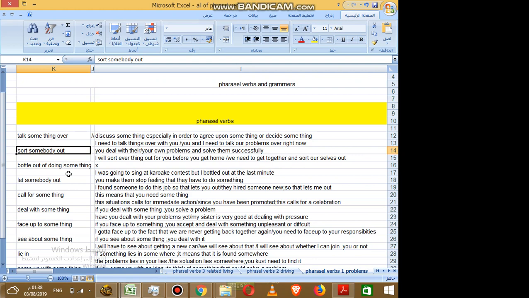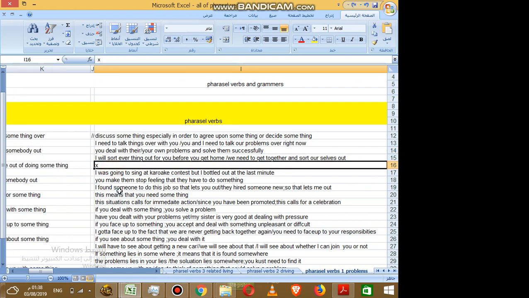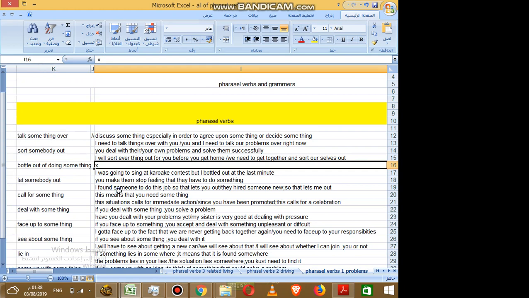Bottle out of doing something. Just a second. Okay, so bottle out of doing something means I decide to do something, but at the last moment, I leave it for any reason. I decided not to do something, especially at the last minute, for the last moment that I had already decided.